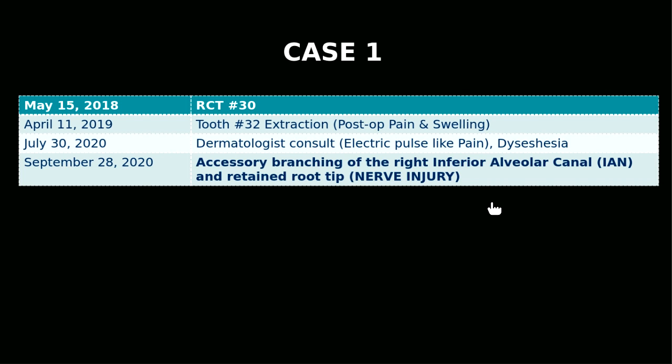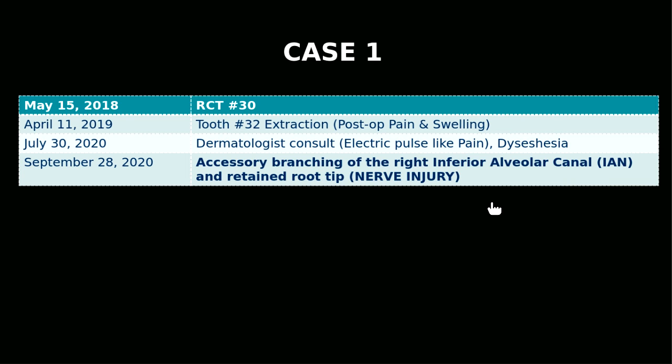The patient underwent root canal therapy in 2018 on tooth number 30, and also underwent extraction of tooth number 32. After that, pain and swelling happened, and the patient was not happy about it. The patient also consulted a dermatologist because of electric, sharp pain, and there was also dysphagia. He also went to an ENT and had other areas of his head and neck region checked. So basically, we don't know what's going on.